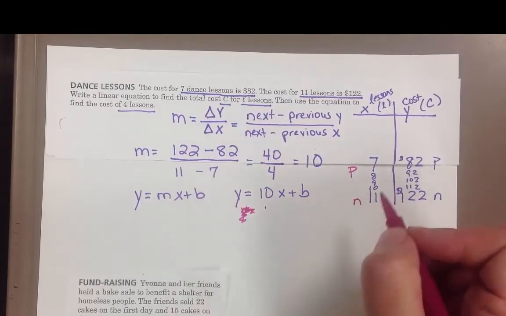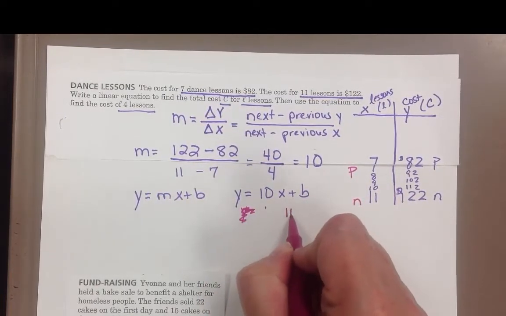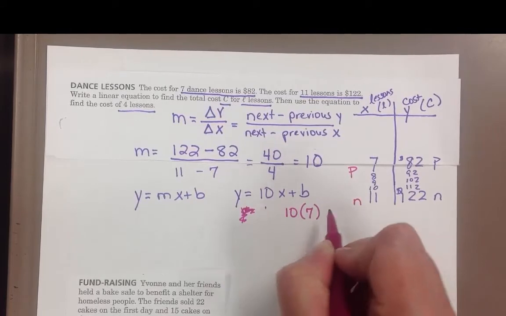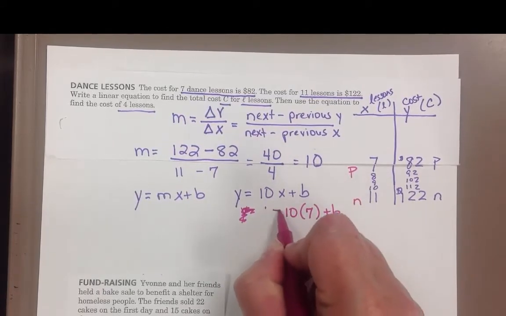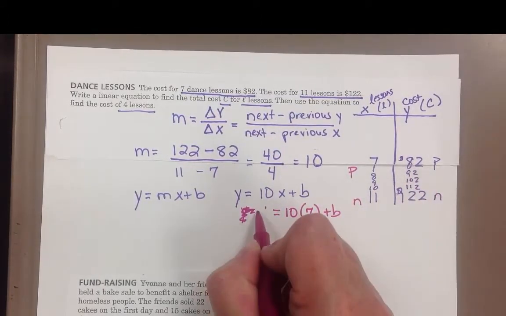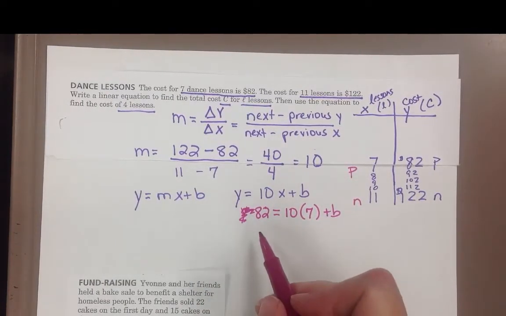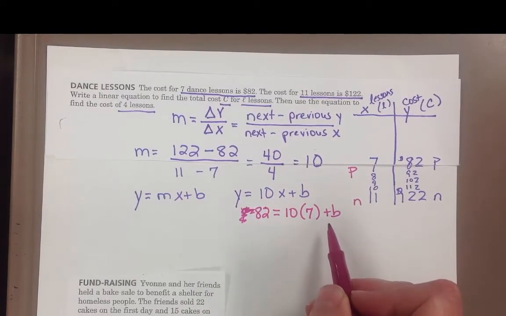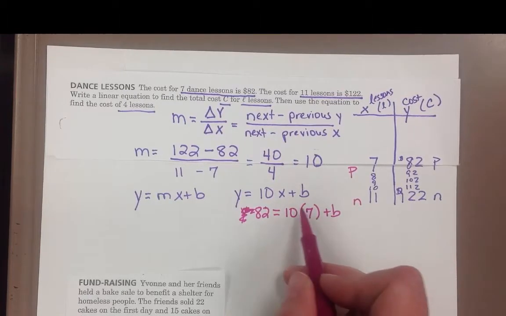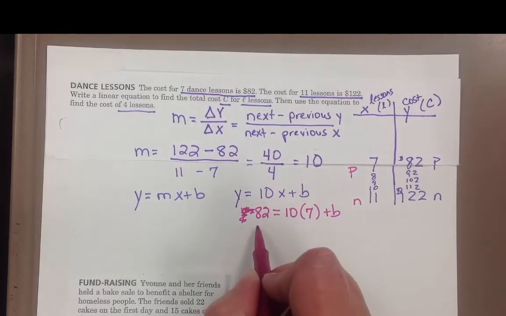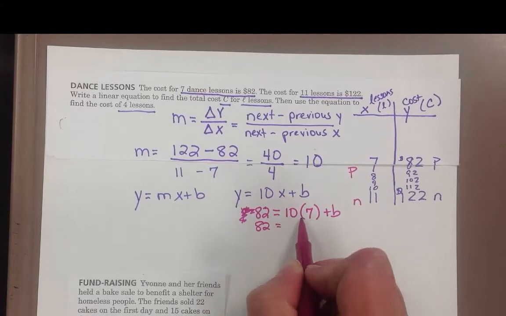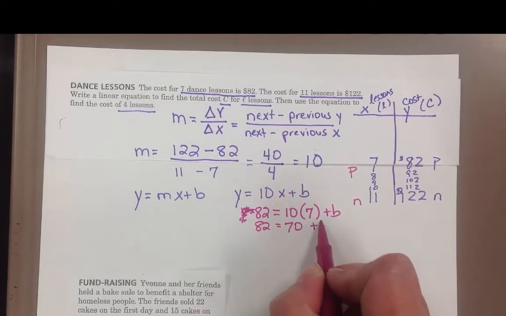I'm going to do 10 times 7 for x plus b equals, my y is 82. Fix that there. And now we just use order of operations. We want to get our b isolated. So multiplication needs to happen first, and I get 82 equals 10 times 7 is 70 plus b.